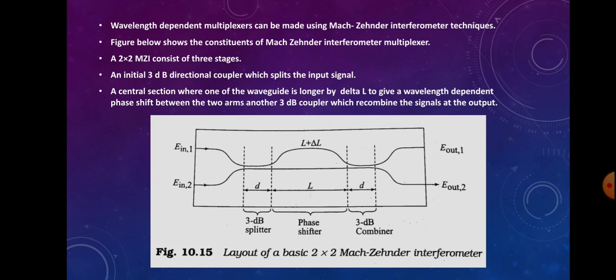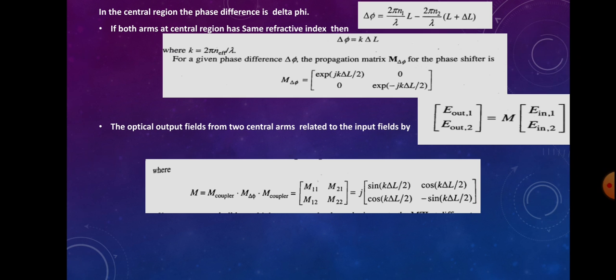So you can again see in the central region there is a small path difference, that is delta L. Due to that path difference in this waveguide section of length L, there will be a phase difference for the signals emerging in those waveguide sections. We are assuming that phase difference is delta phi. That is, delta phi is given by 2 pi n1 by lambda into L minus 2 pi n2 by lambda into L plus delta L. So this phase difference is the difference between the phases of the signals passing through one waveguide and the other waveguide. You can see that one waveguide path has a length L and the other has a length L plus delta L. So the difference will be this one.